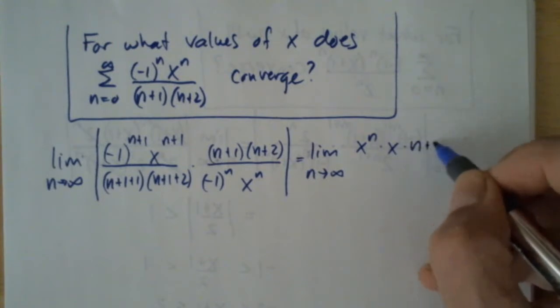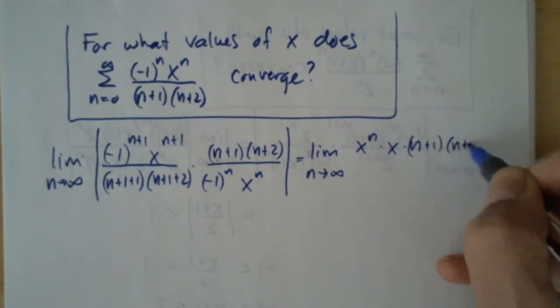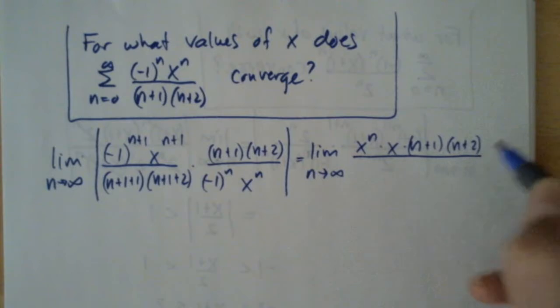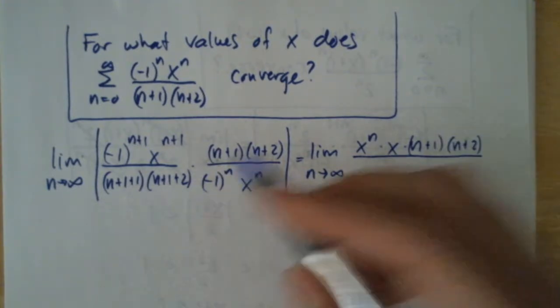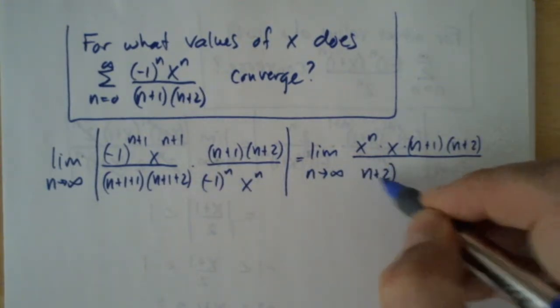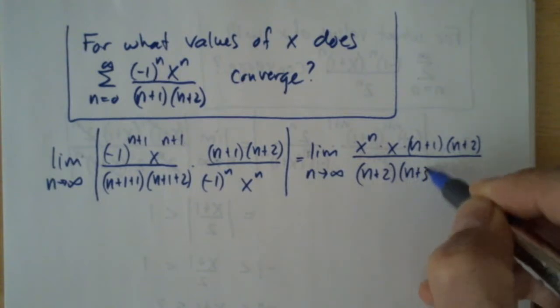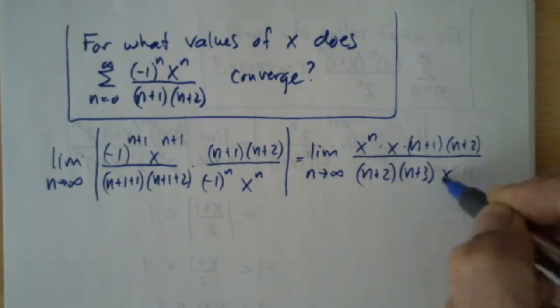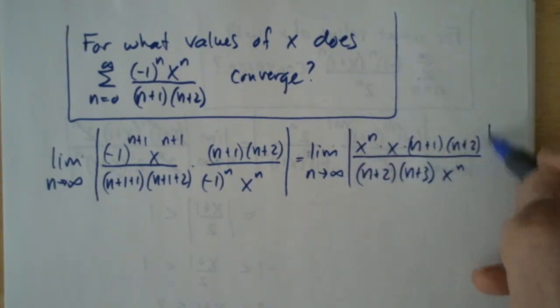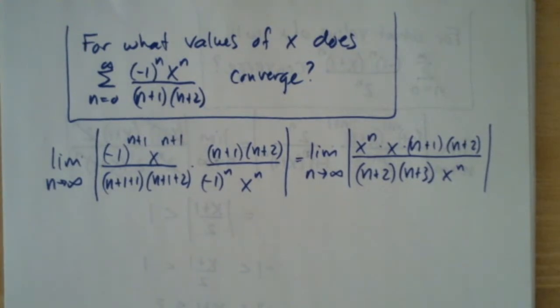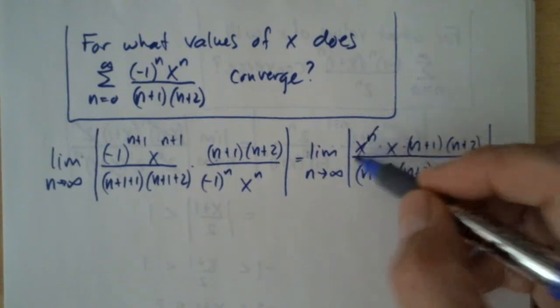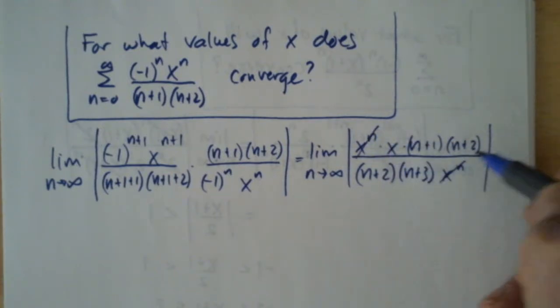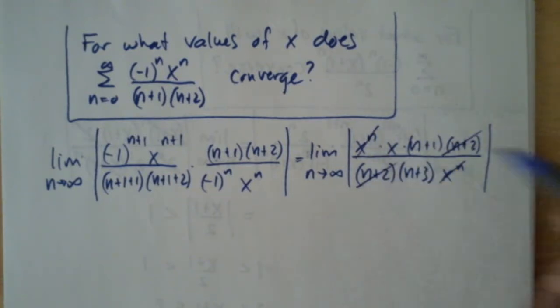We have n plus 1, n plus 2, and down here, n plus 2, n plus 3. And cancel that. Cancel n plus 2.